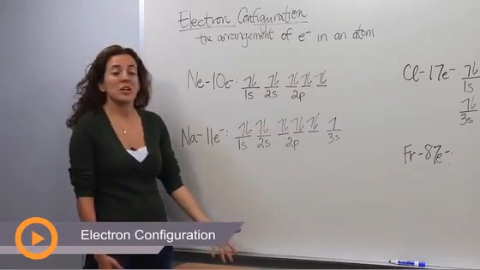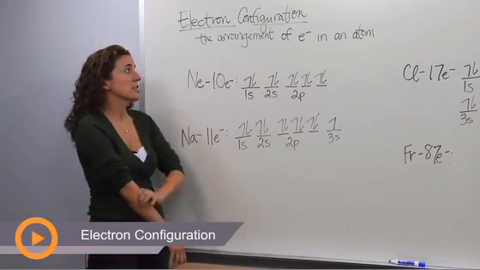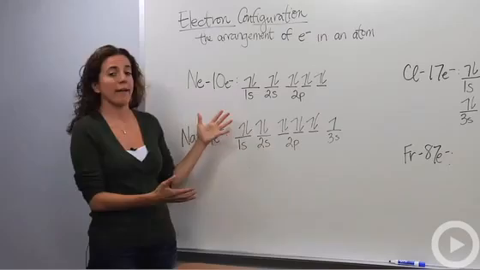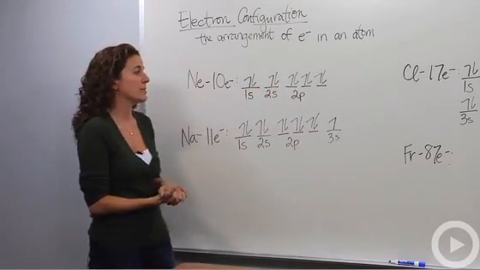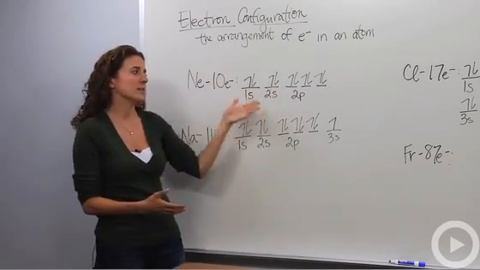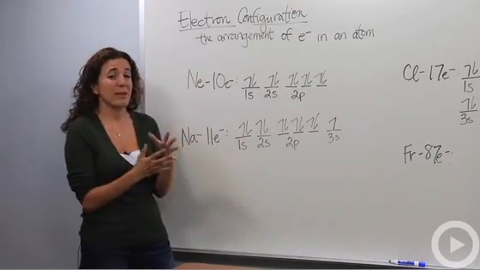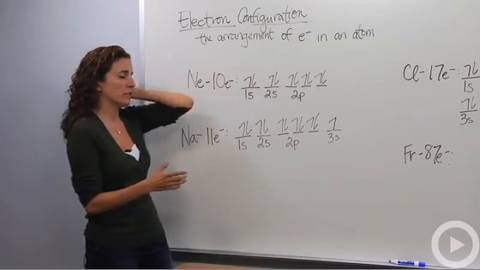All right, so let's talk about electron configuration. Electron configuration is the arrangement of electrons in an atom. Before, we talked about orbital diagrams, and up here we have a bunch of orbital diagrams. But instead of having to write all this out to describe where electrons go and how they fit into the atom, we're going to make it shorthand, and that way we're going to do electron configuration.